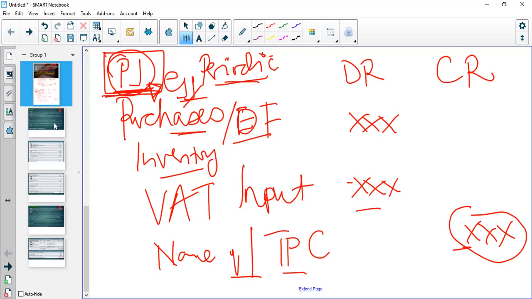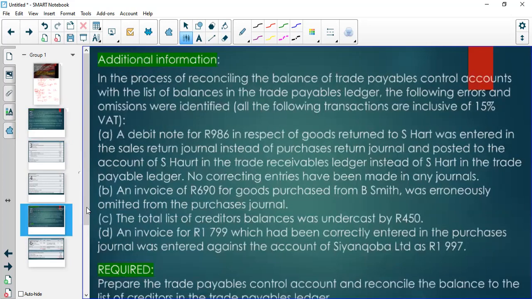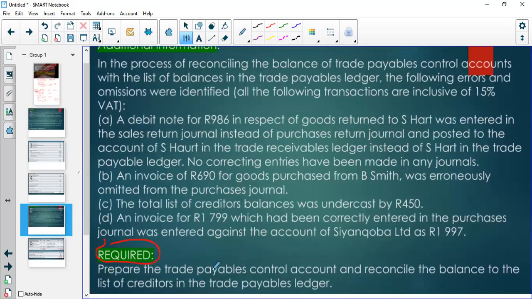So in this particular session, we have an example by way of a question. And the question says that this is the story that we have. Then the question goes on to say, in the required section, we need to prepare the trade payables control and reconcile the balance to the list of creditors in the trade payables ledger. I will explain the full story later on as to how the recording of a credit purchase does happen, so we can distinguish between trade payables control and the trade payables ledger. But I will explain as we go.